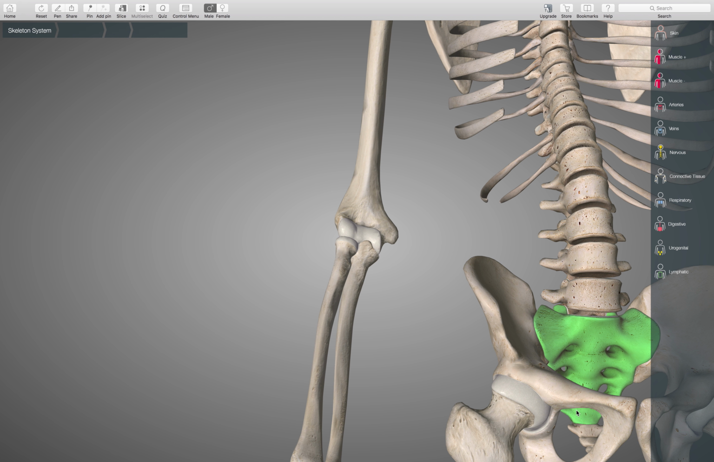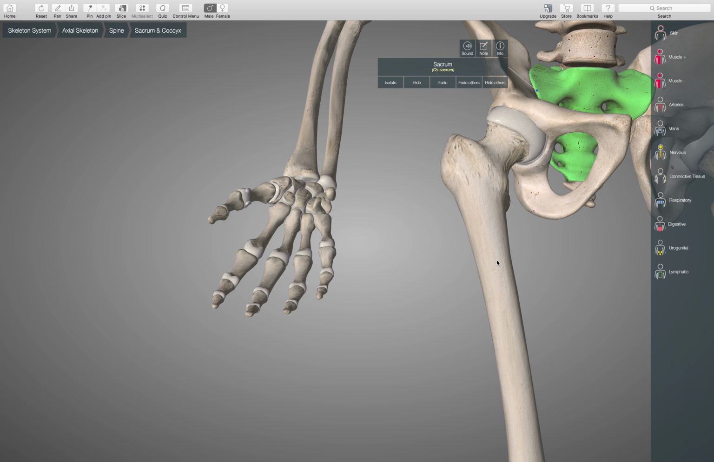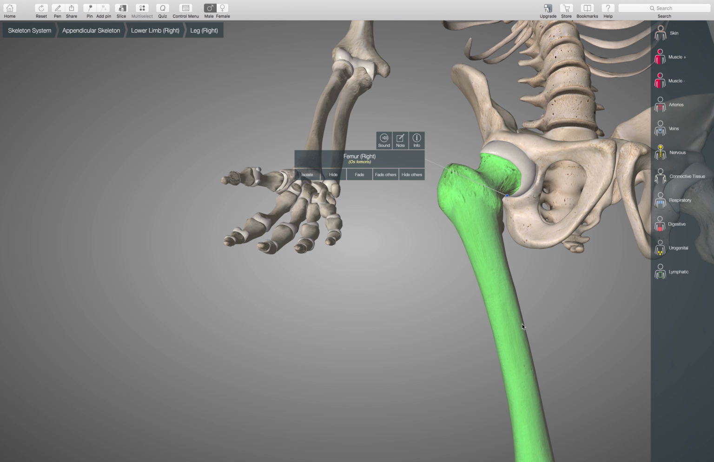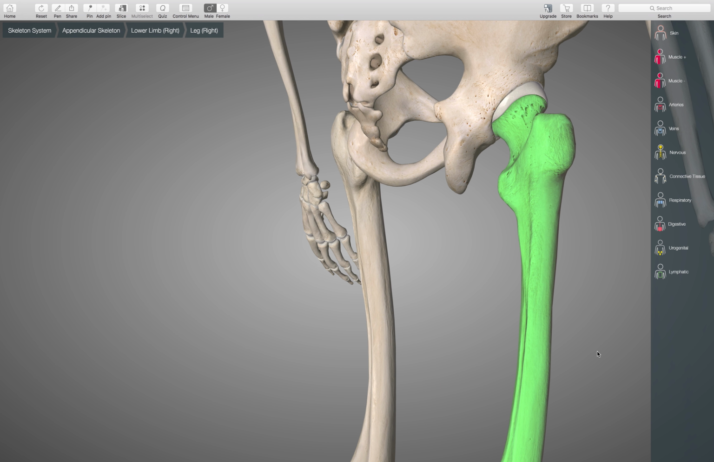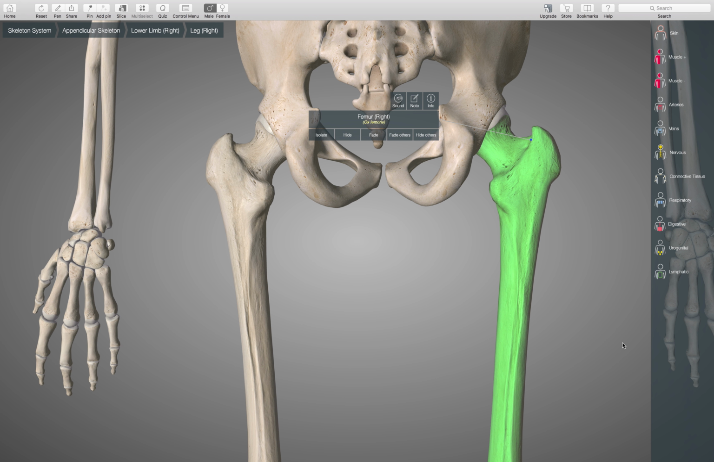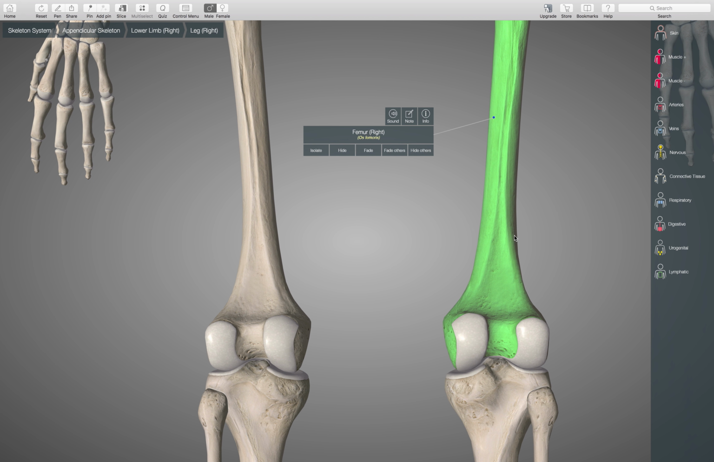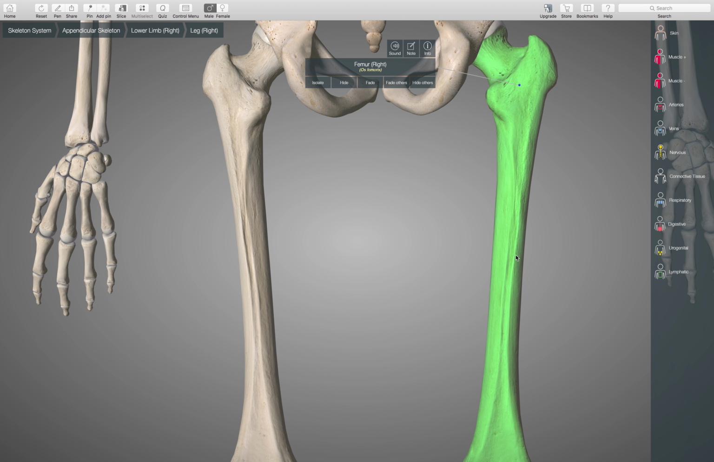Then we move to the lower part. Is the femur. The femur is the largest bone in our body. You are able to see the structure, it is relatively... it has two large heads.